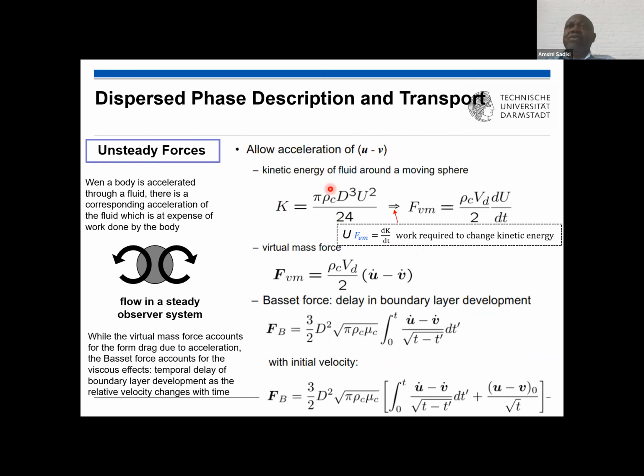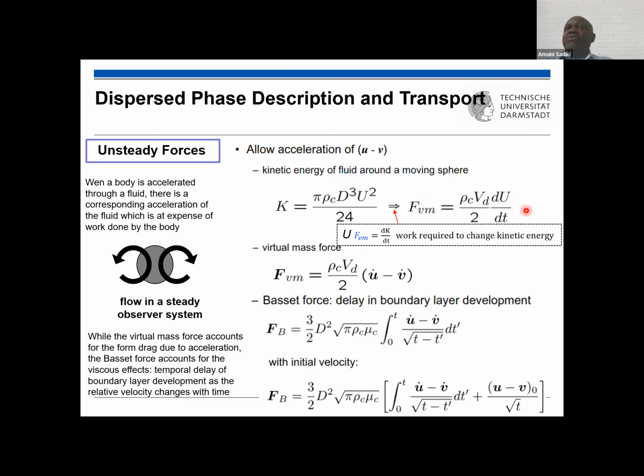And here we have the kinetic energy and the work required to change the kinetic energy. It is this force multiplied by the velocity. This is the change of this kinetic energy. And from them, we can derive the virtual mass force.